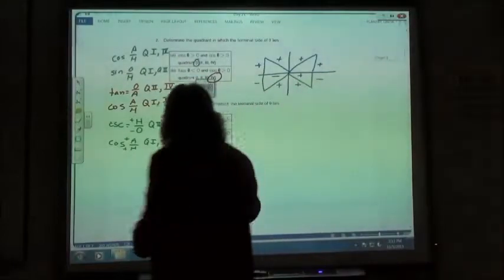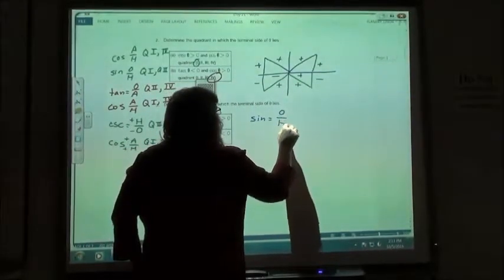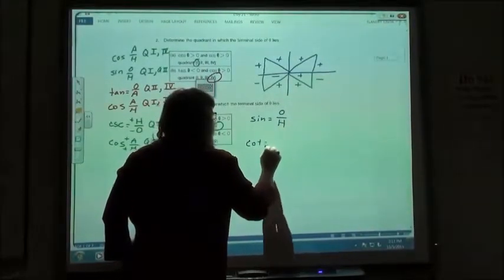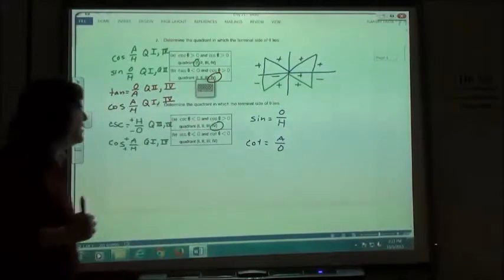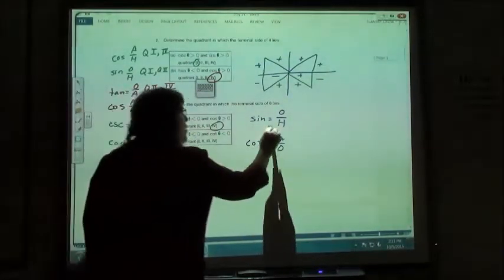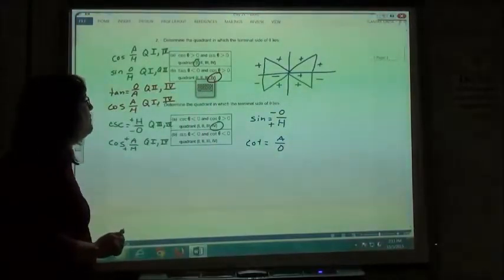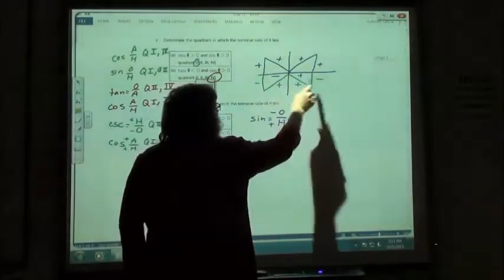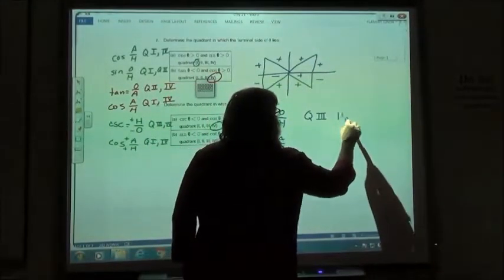And then we got sine and cotangent. Sine is opposite over hypotenuse. Cotangent is adjacent over opposite. It's the inverse of the tangent. So I want my sine to be negative. I know my hypotenuse is positive, so my opposite side has to be negative. Which ones have opposite sides that are negative? Quadrant 3 and 4.